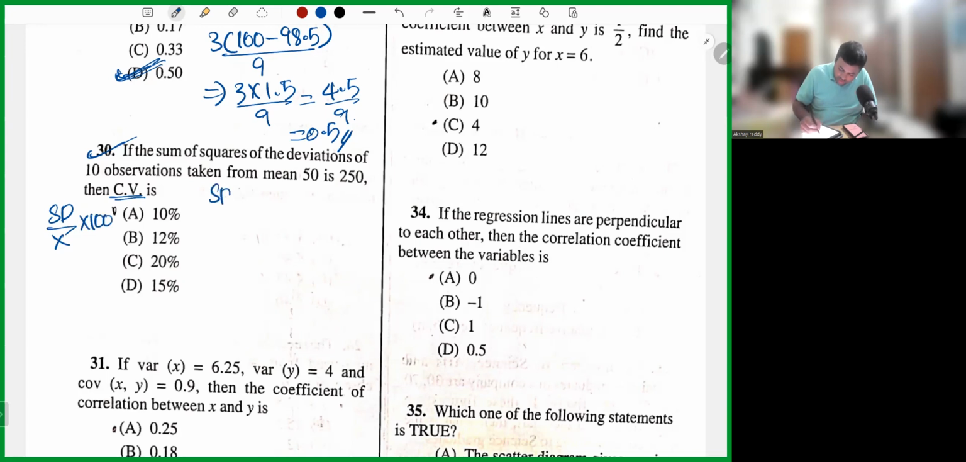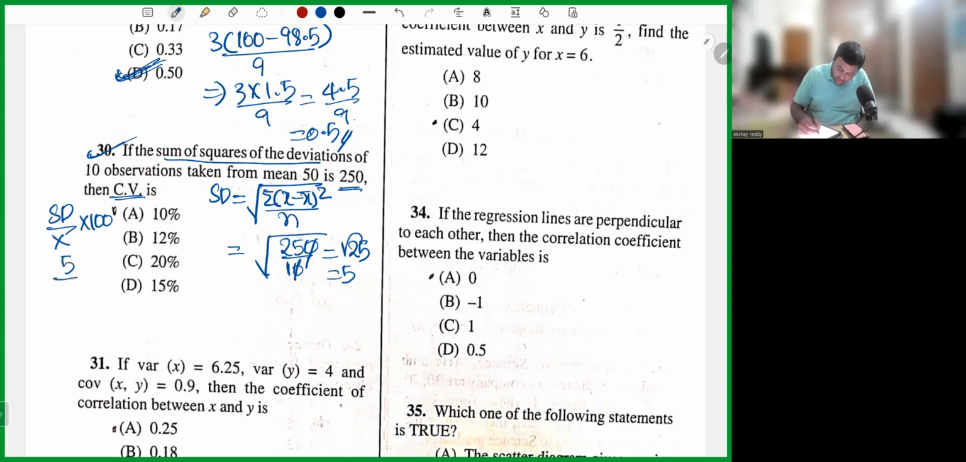Now, what is the formula for standard deviation? Root of sum of x minus x bar whole square divided by n. Root of, it is telling sum of squares of deviations from mean, meaning x minus x bar whole square is given as 250, divided by 10 observations. Root 25, which is equal to 5. So 5 divided by mean, which is 50, into 100.